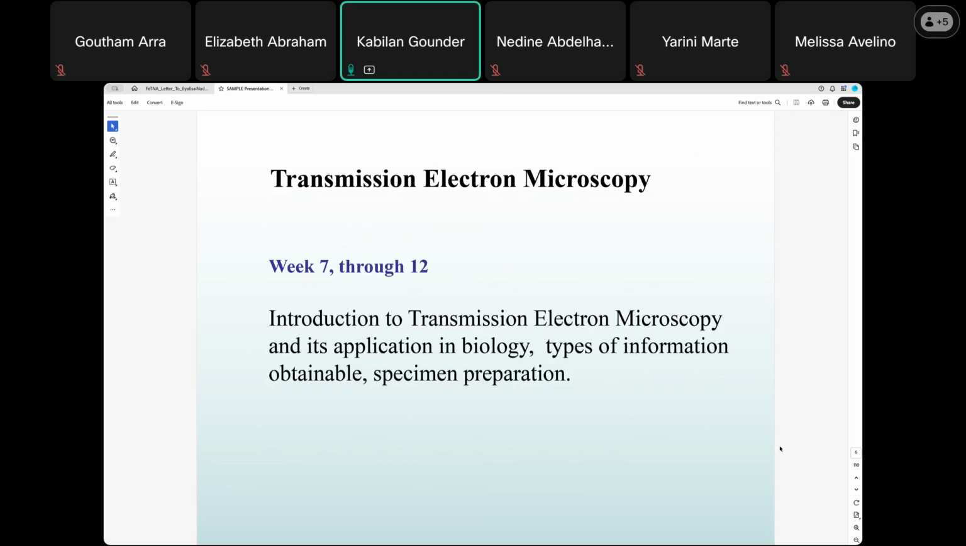Then the transmission electron microscope is important in electron microscopy, and it is very expensive. We are going to see what kind of images we get from this and how to process the samples. These will be discussed.